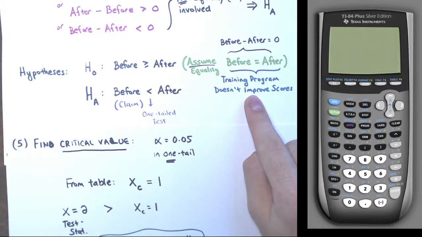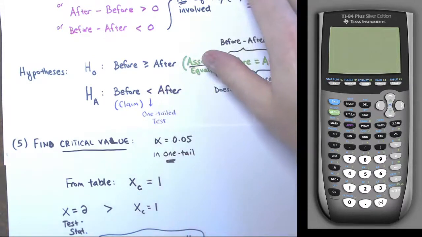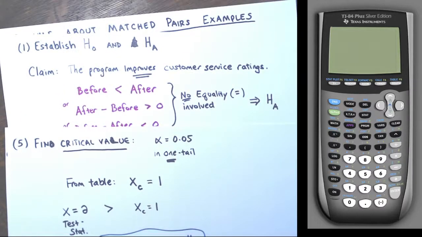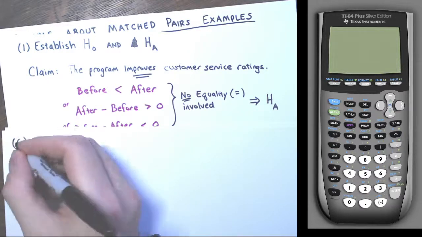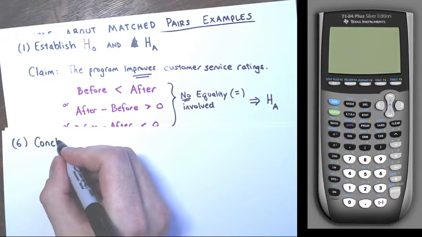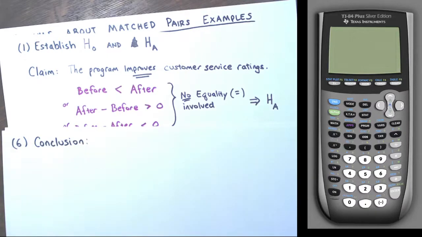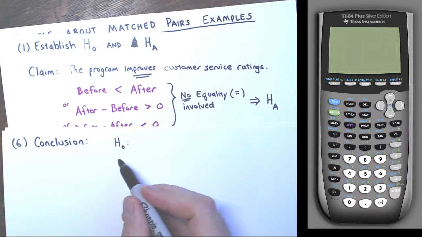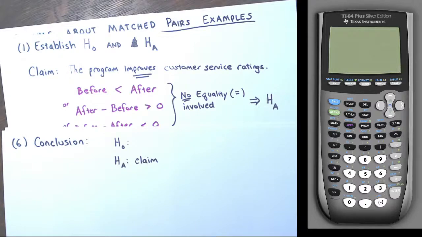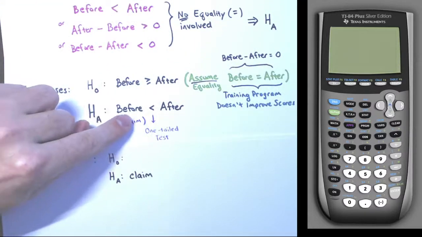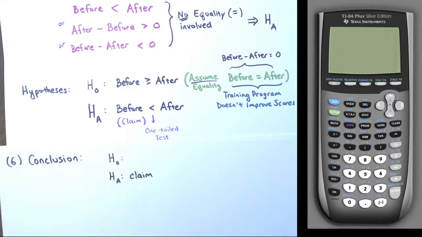So how am I going to word this when it comes to the claim? Finally, step 6, conclusions. State the conclusion. Now remember, I said earlier we had the null hypothesis and the alternate hypothesis. The alternate hypothesis had the claim in it, that the scores generally would be improved by this training program.